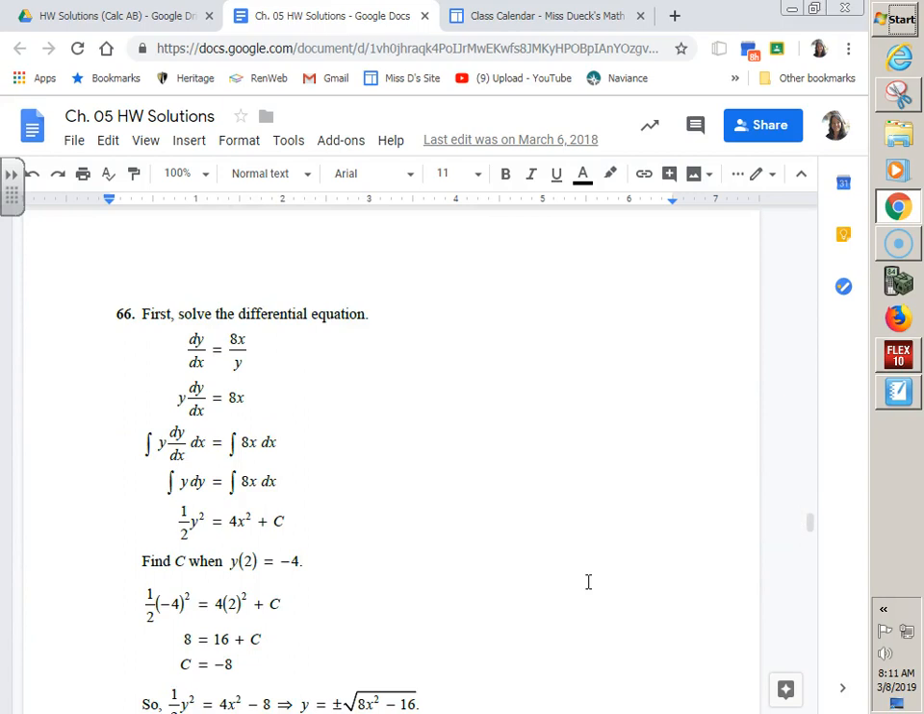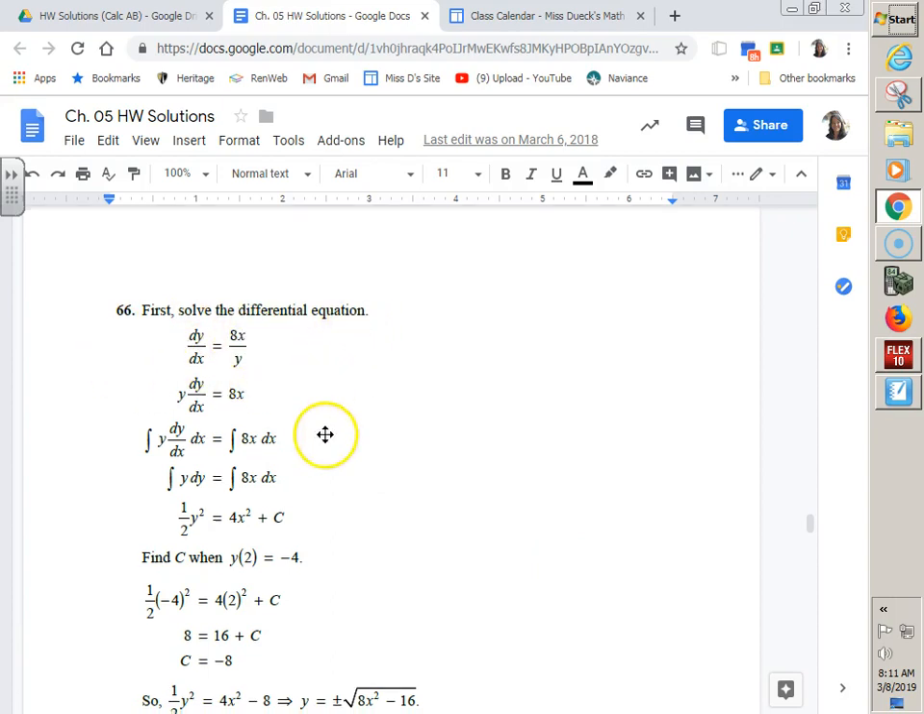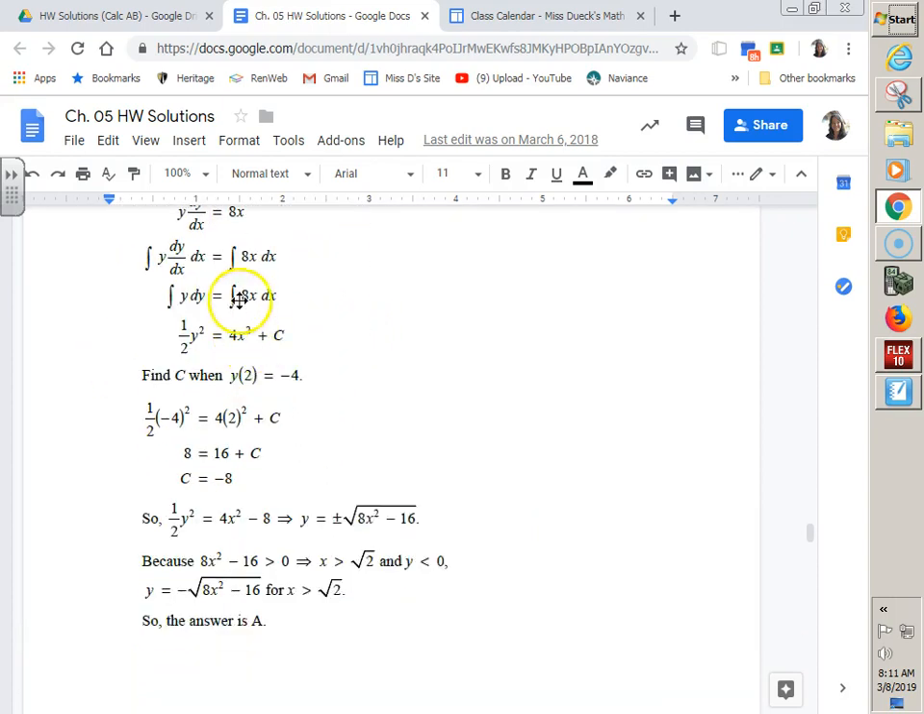Number 66 was actually kind of nice because it gave you a differential equation, and so you had to go ahead and rearrange. Here's our rearrangement. Here's where your integral should have ended up at, with the integral of y dy and the integral of 8x dx. Wasn't too bad. They're both just power rules. They gave you a clue, so you go ahead and plug it in. C equaled -8. Well, check it.